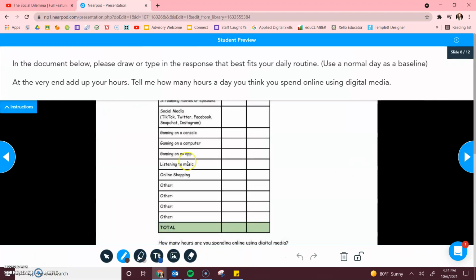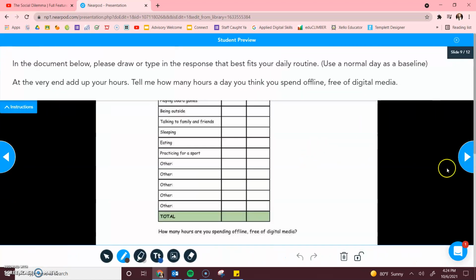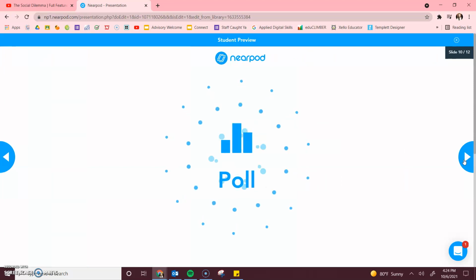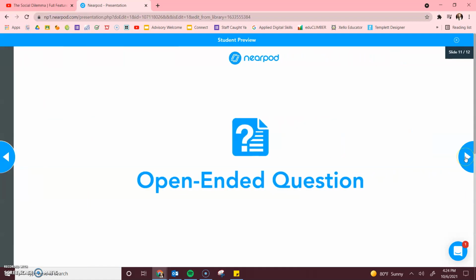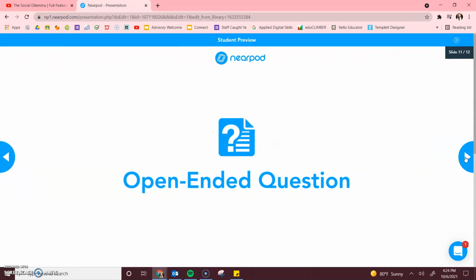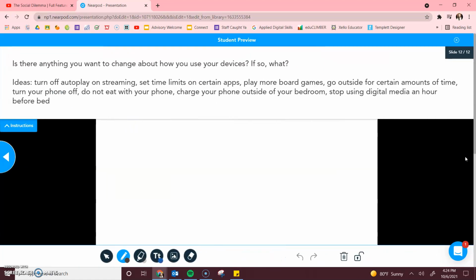This is something that I liked because they were able to write on this. And then they were doing the offline version. I took a poll, which was nice to see, and then ended with another open-ended question, sharing results with another student, and then another open-ended question to figure out what they need to do to have better digital media balance. So overall, I really like Nearpod, and I know I will be using it more in the coming months.